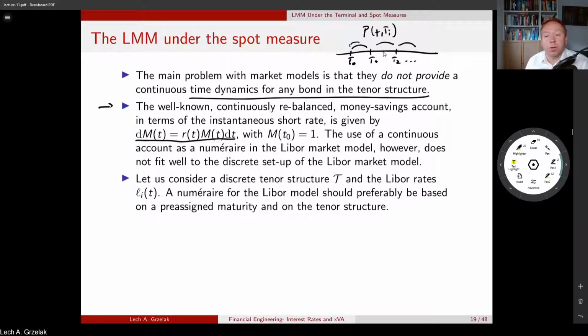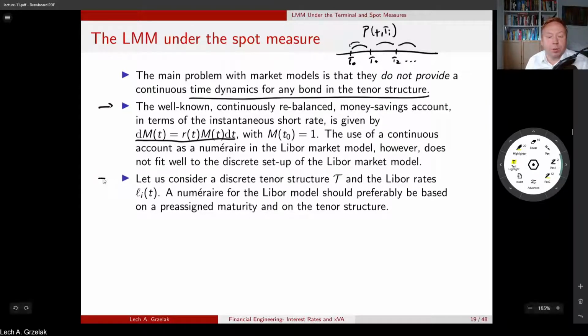If your payment is in between, then you have to do something extra. The use of a continuous account as numeraire does not fit very well to the discrete setup that we have in the Libor market model. That's something we have to think about. If we talk about the spot measure, which is associated with the money savings account, the question is how to define such a continuum of the money savings account under this framework.